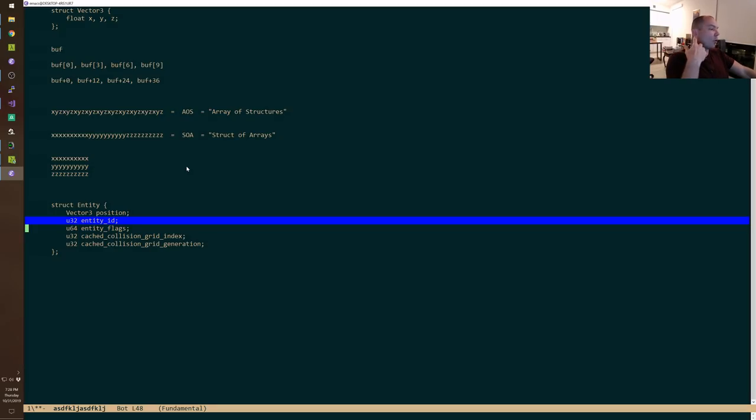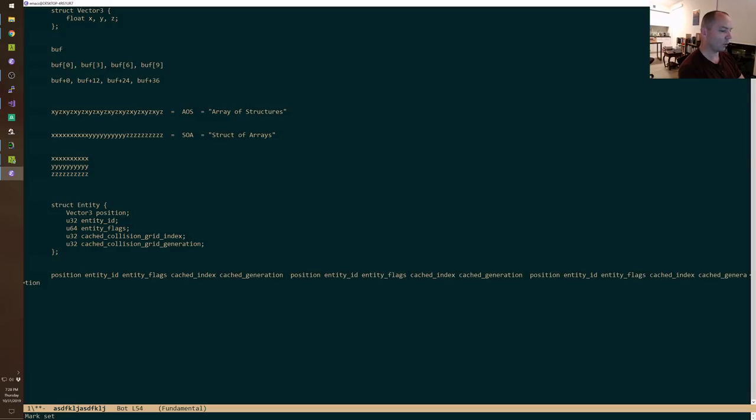And it's true. And so as a programmer, I might be thinking, aha, I am using a very cache efficient way of doing things because my entities are packed together in memory, just like these XYZ XYZs were packed together. This would be more like position, entity ID, entity flags, cache index, I'm going to shorten these names, right? Cache generation, that's for entity zero, right? And then we have entity one and entity two and so forth. And that's what my memory looks like going left to right.